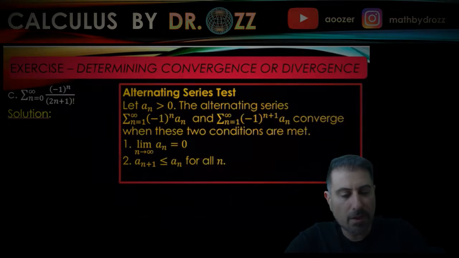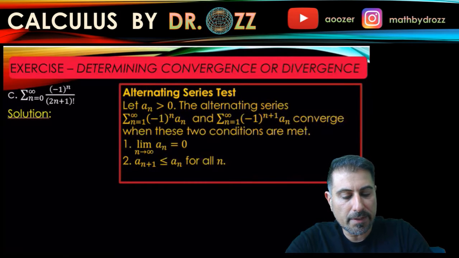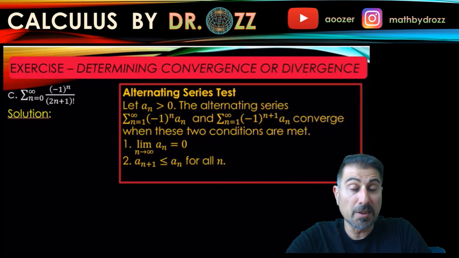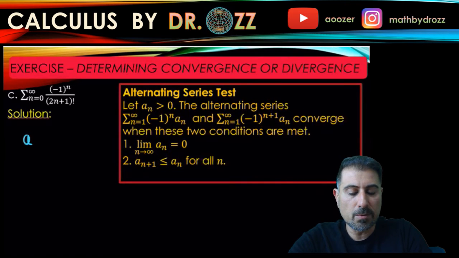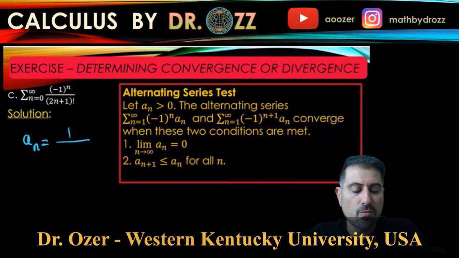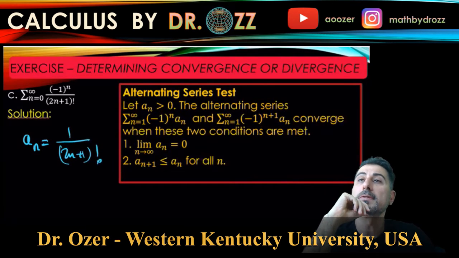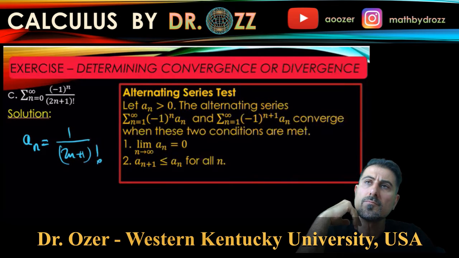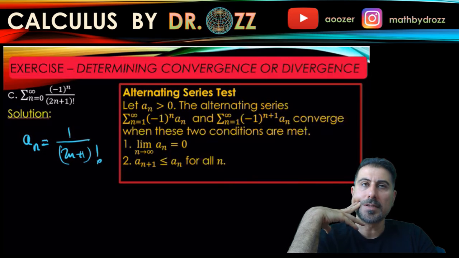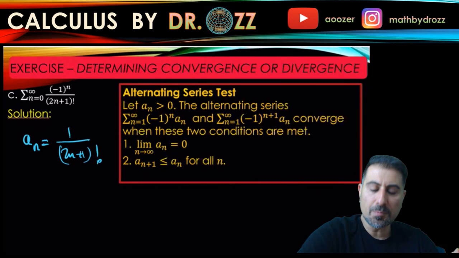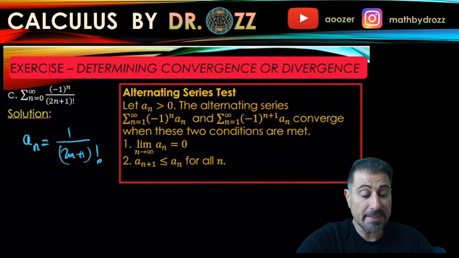First of all, we should isolate the alternating part from the non-alternating part by calling a_n equal to 1 over (2n plus 1) factorial. All right, so this is not so different from the previous example.